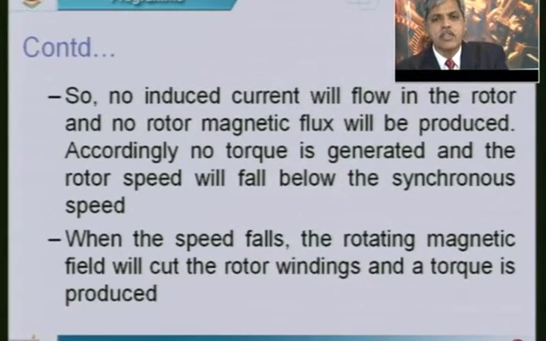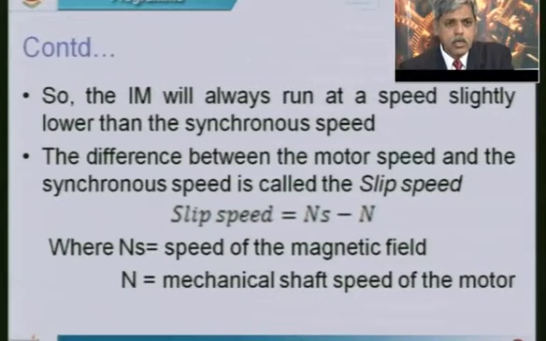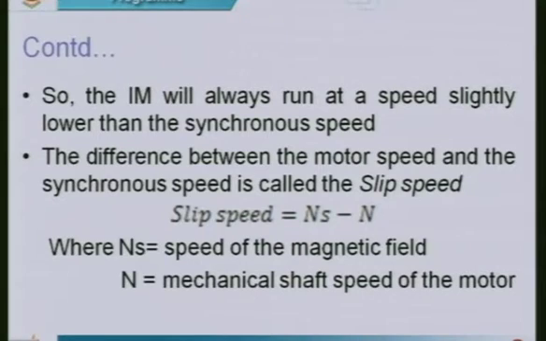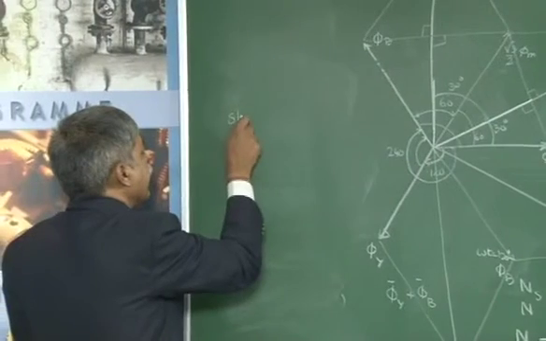So when the speed falls, the rotor magnetic field will cut the rotor windings and the torque is produced. To have the electrical input to the motor converted to mechanical power, torque production in the induction motor is a must. If I want torque production, the rotor should always carry a current. This happens only when the speed of the rotor is lesser than that of the rotating magnetic field. Therefore, this is the reason why the induction motor always runs at a speed lower than synchronous speed. The difference between the speed of the rotating magnetic field and the speed of the rotor, I will call slip speed.